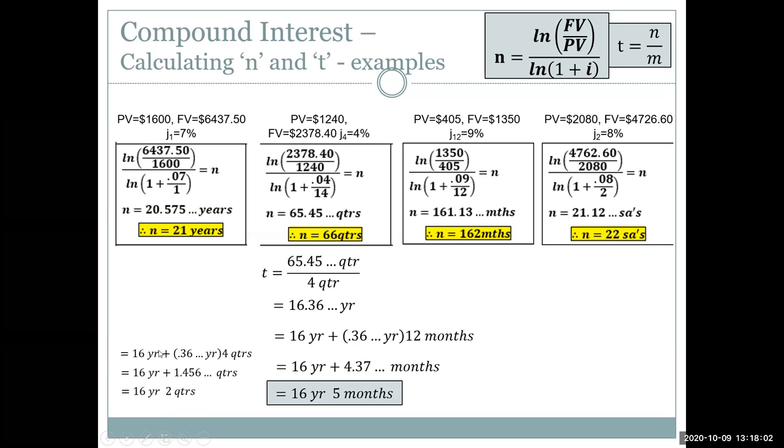Let's take a look here. If we wanted to give this same answer, the 16 years and 0.36 years, in quarters, we could go 16 years plus the 1.456 quarters, so the 3.6 times the 4, and that would come out to 16 years and 2 quarters. So we could give it as years, as years and months, or as years and quarters. Multiple ways we can give our answers.